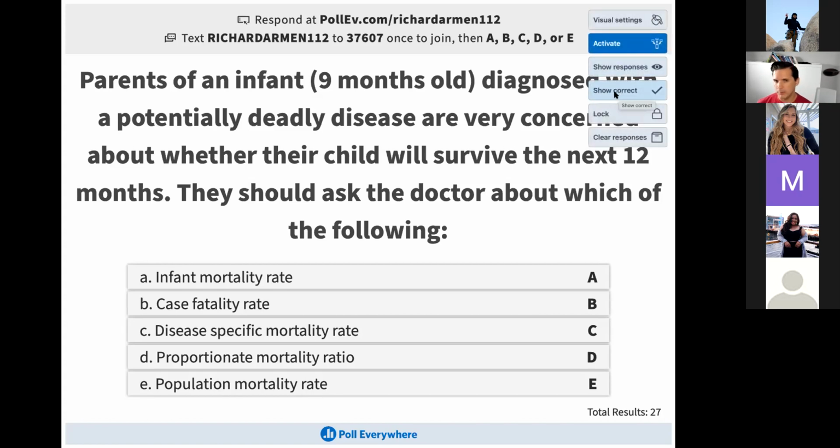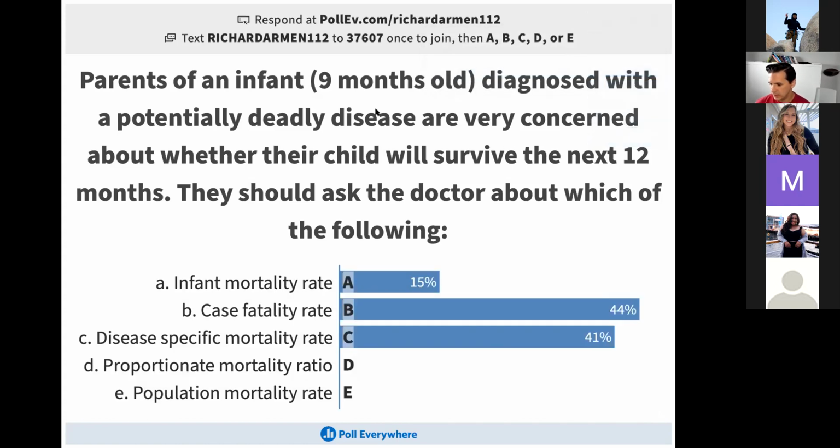All right, 27 responses. So I'm going to go ahead and show the correct responses. The responses are a little all over the place, so this is one where I'll provide a little bit more detail. So 15% A, 44% B, and 41% C.